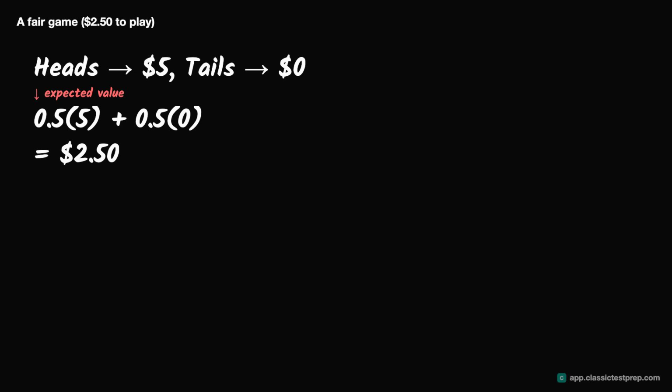Well, the expected value of flipping that coin is $2.50 because you have 0.5 times 5 and 0 times 0.5, which is $2.50. And that's the cost of playing the game. So the cost is the same as the expected value. And so this is a fair game.